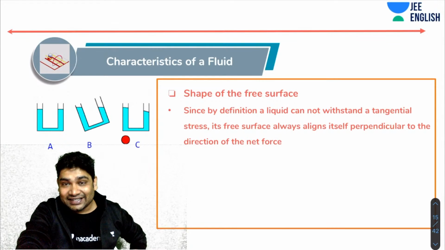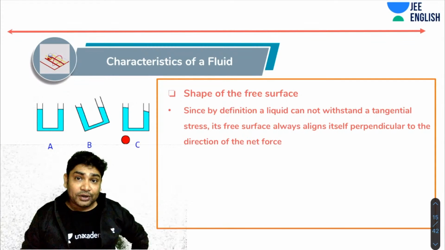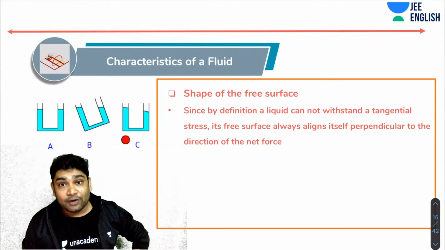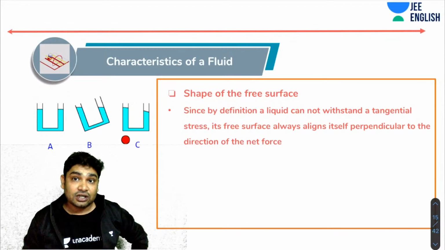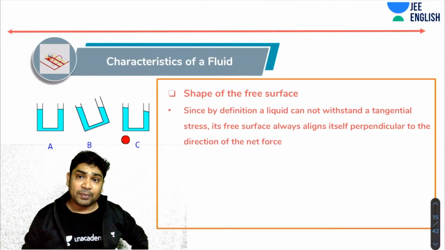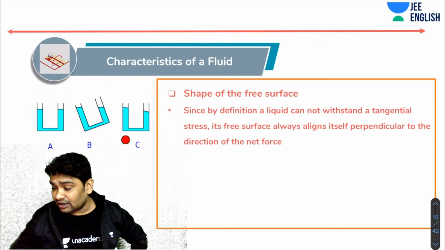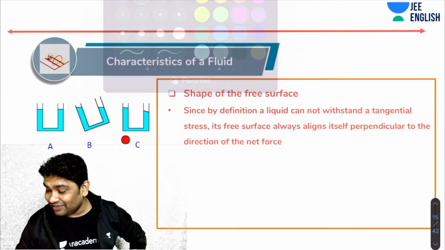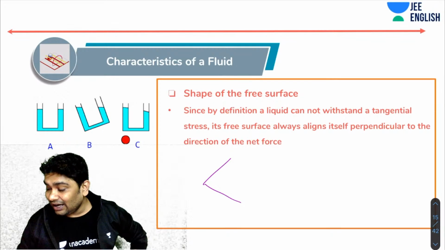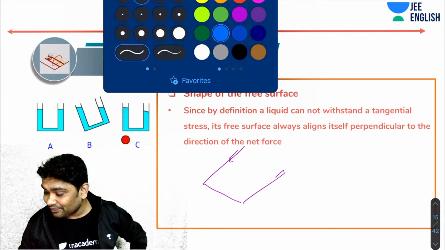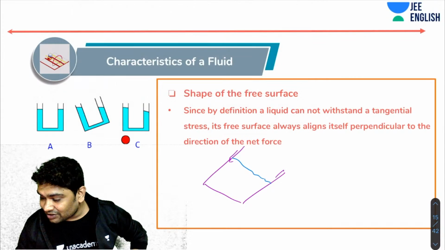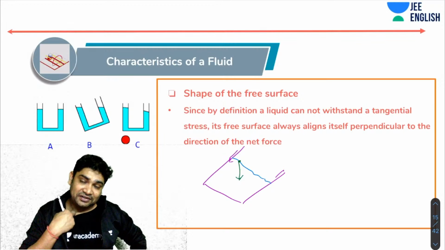Moving ahead with the discussion then. This is something that I told you in the last class, the shape of the free surface. Since by definition liquid cannot withstand a shear or tangential stress, the free surface always aligns itself perpendicular to the direction of the net force that it feels, right? Imagine if you had a vessel like this, and imagine if the liquid surface also remained like this. Then for all molecules at the surface, they would have felt one mg force, the force of gravity.